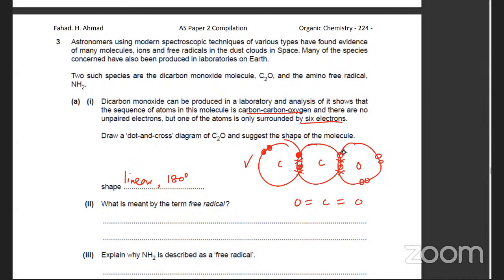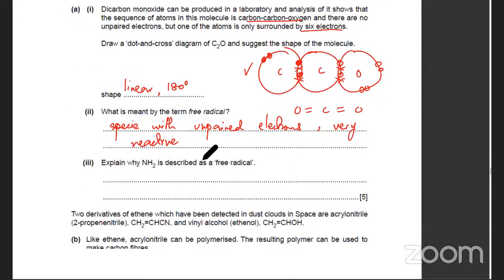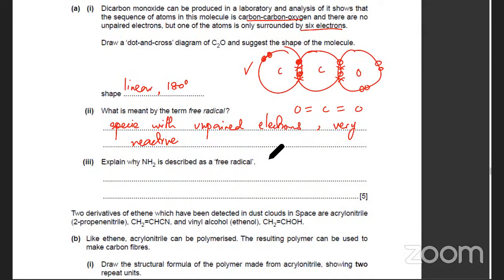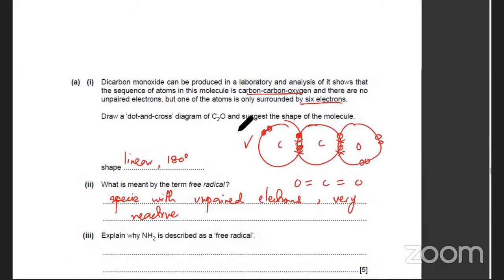Next is: what is meant by the term free radical? That's a species, it could be an atom, usually it is an atom, with unpaired electrons. And it's very reactive because its orbitals are unpaired and they're looking for electrons. Explain why NH2 is described as a free radical: because it's got unpaired electrons. That's why.